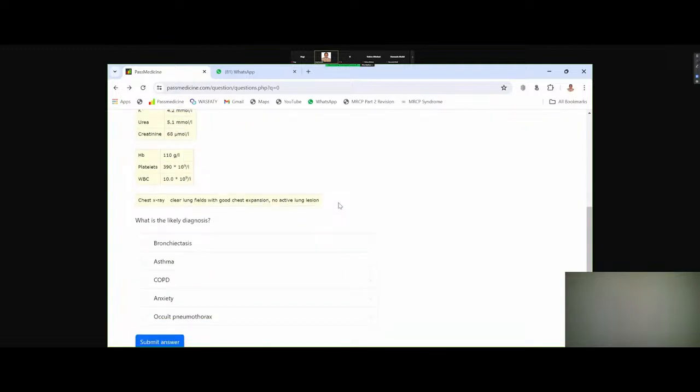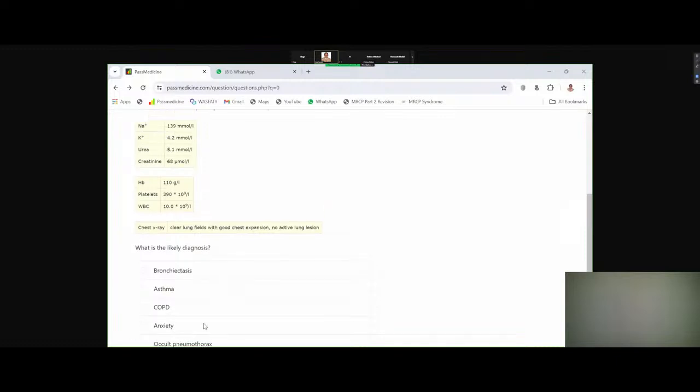So what is the most likely diagnosis? Bronchiectasis, asthma, COPD. After this question, we will stop for the Maghrib prayer in Saudi. What is the most likely diagnosis? Bronchiectasis, asthma, COPD, anxiety, or occult pneumothorax.